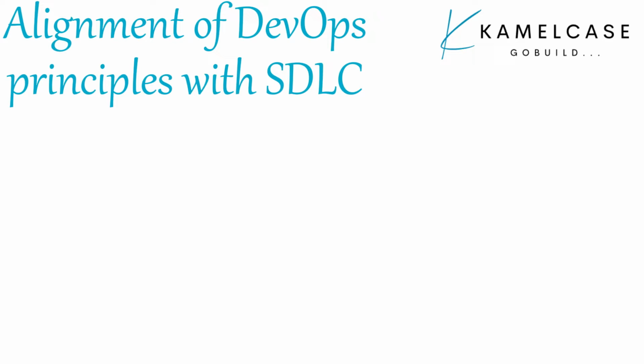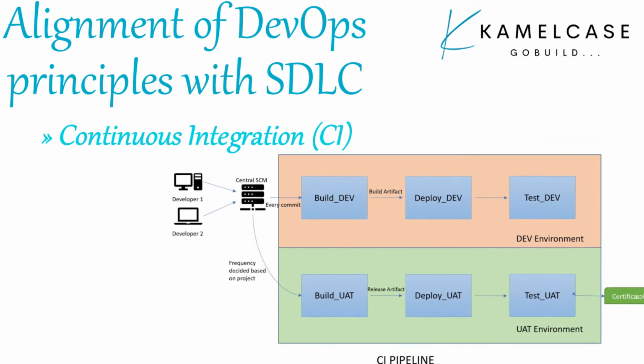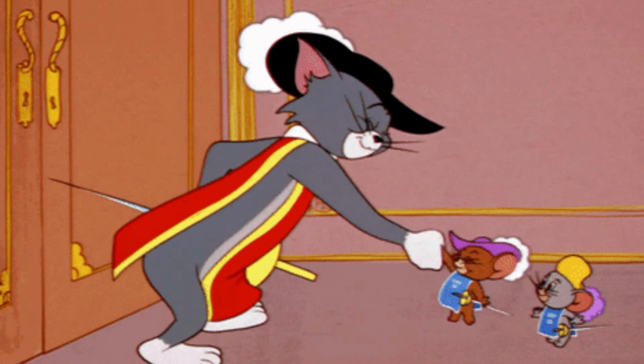Likewise, let's discuss how the continuous integration principle of DevOps aligns with the SDLC process. Continuous integration ensures that code changes are integrated continuously and tested throughout the SDLC. For example, in the SDLC's coding phase, developers continuously merge their code changes into a shared repository. Automated CI pipelines then build and test the code with each integration, catching issues early. See, it gets interesting when you understand with the help of examples.